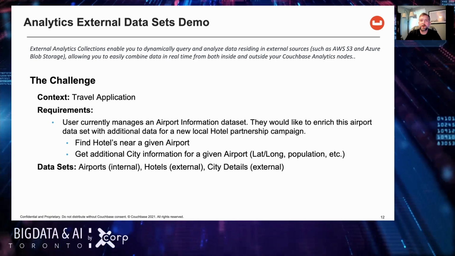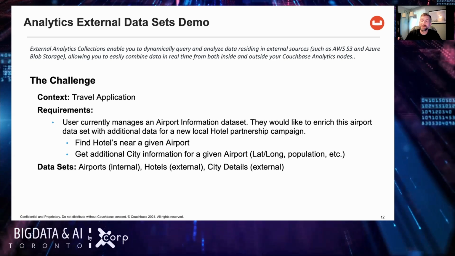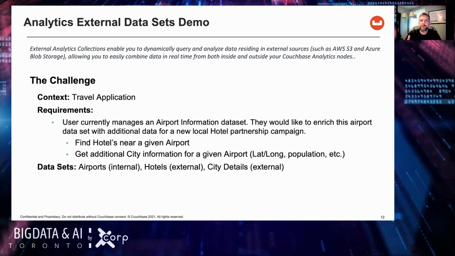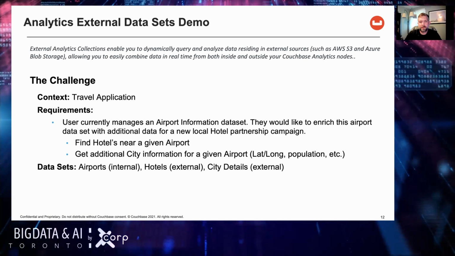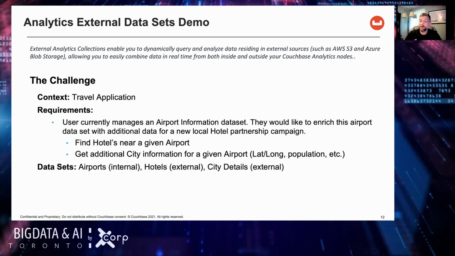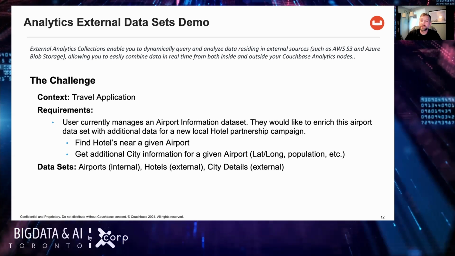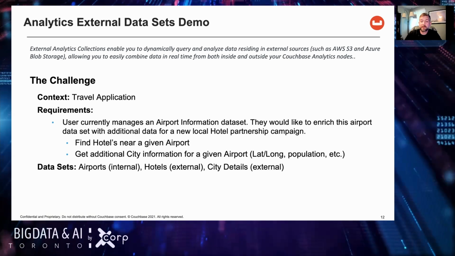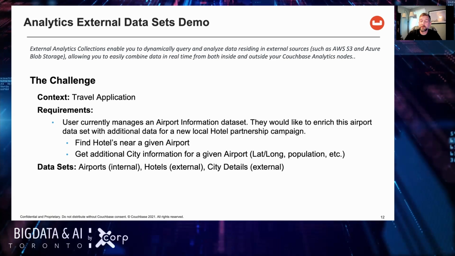And on top of that, they want to get additional information on the city so they can target by population, things like that. Our data sets that we're going to be using is airports. That's internal. We already have it. And then we're going to be using two external data sets, hotels, and then city details. Okay.